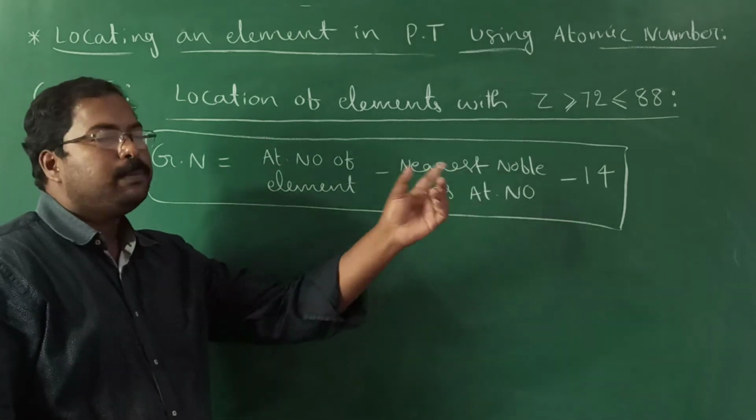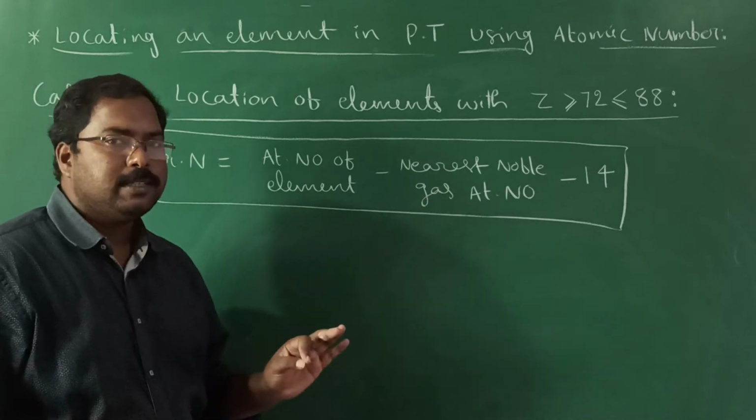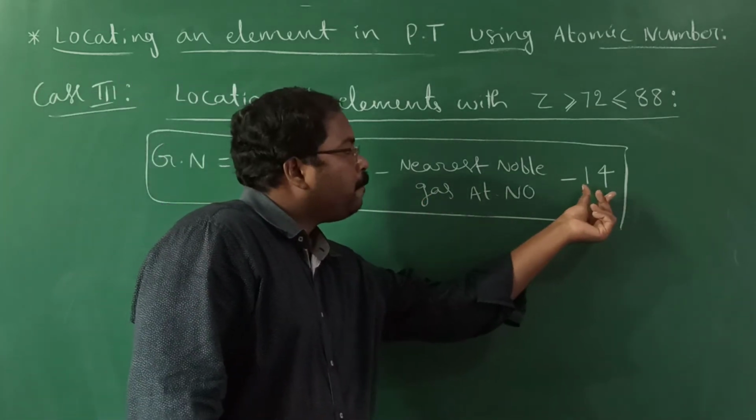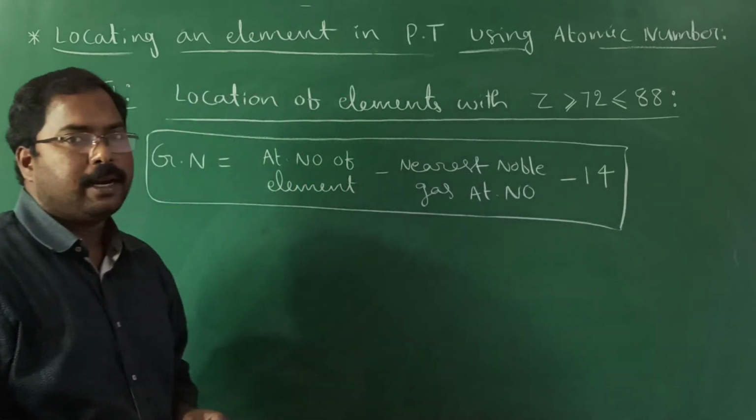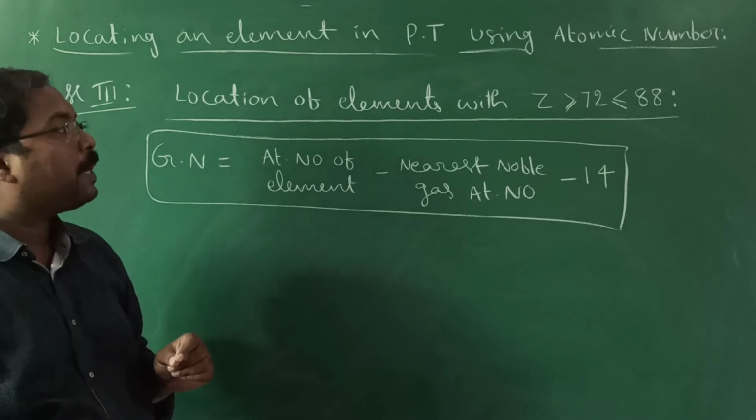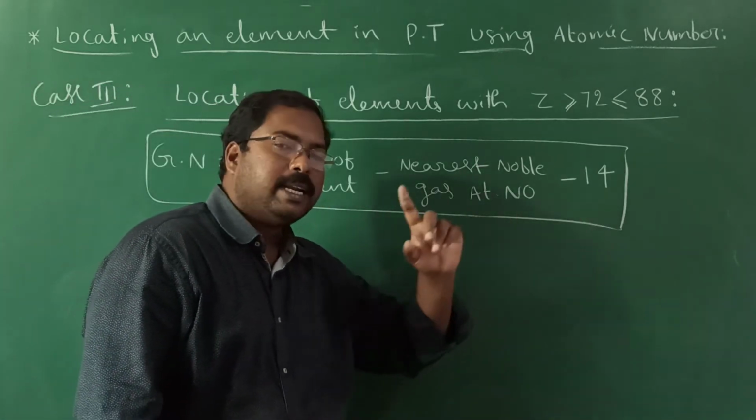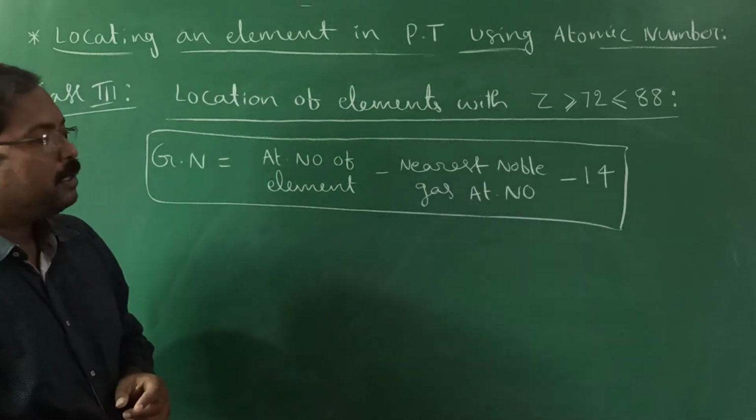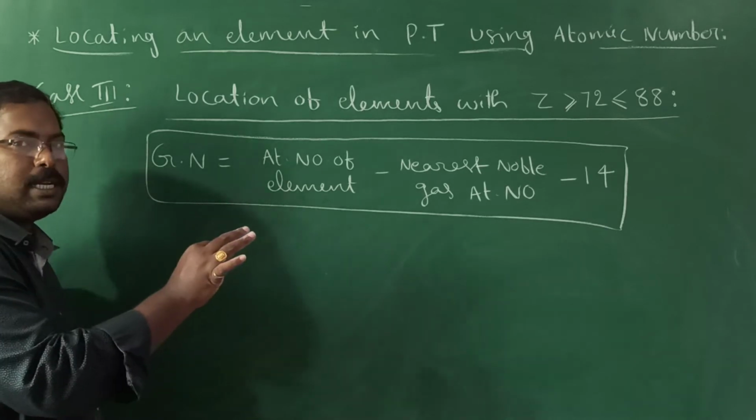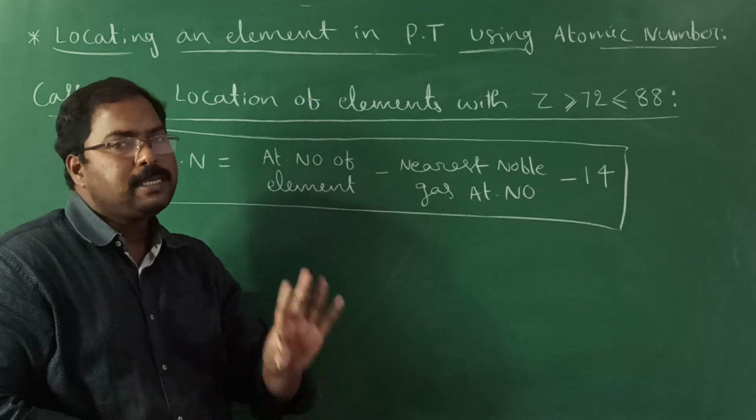The elements between lanthanoids and actinoids. This is the only change. The extra thing we did to our trick is just subtracting 14. If you think, you will come to know why we are subtracting 14, because lanthanoids are 14 elements. That is why we are subtracting 14. Period number, same thing. Period number wise there is no change. Period number is found the same way: previous noble gas atomic number plus 1.